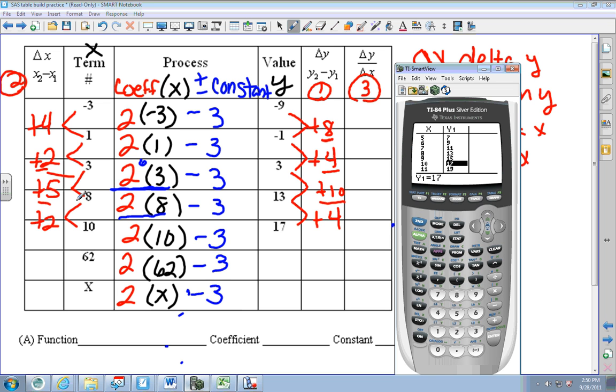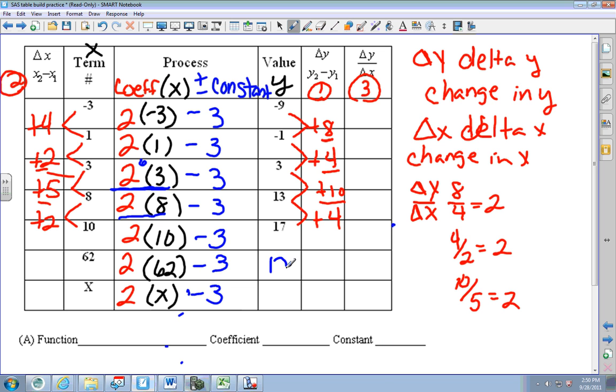Okay, well then the next one here says 62. When the term number is 62, what is the value? You can go in here and hold this down all the way down until you get to 62. You can do that, or you can go second window, type in there 62, go second graph. Well, it's 121. So right here I have 121.